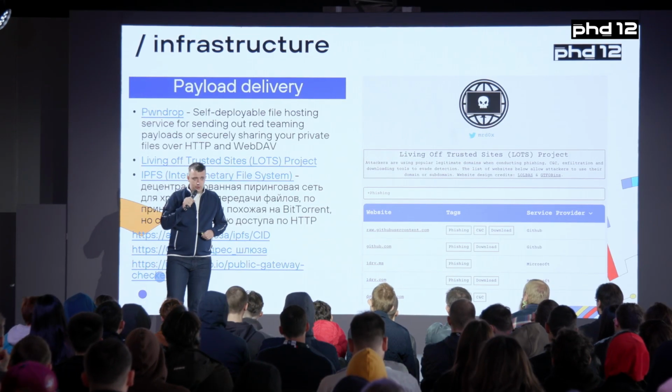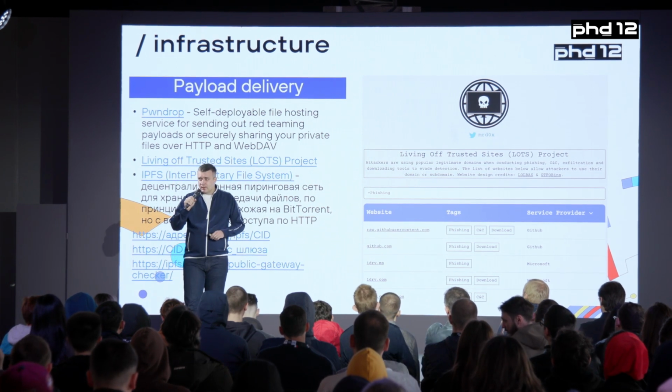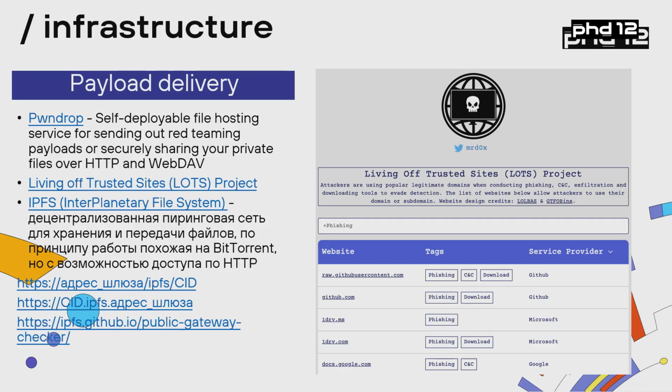Next one is IPFS. Threat actors have been using it a lot lately. I think that if you call any service interplanetary, that does sound fancy, doesn't it? So this is a decentralized P2P network for file storage and transfer, which is sort of like BitTorrent, but you can access it over HTTP.